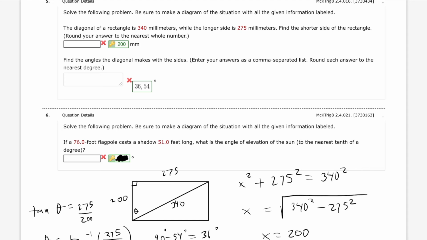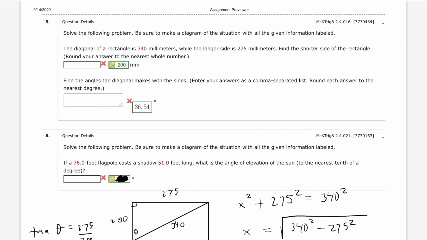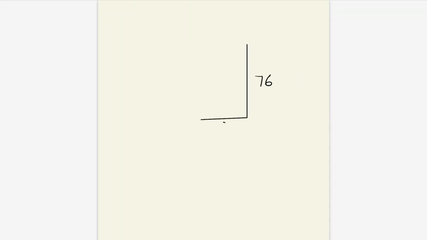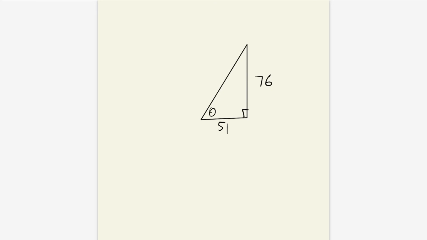All right, the next example is the flagpole example. So they tell you the height of the flagpole, and then the length of the shadow. So we can do this on a separate sheet. The flagpole is 76 feet tall. The shadow is 51 feet long. This is your right triangle. And they want the angle of elevation, I believe. Yes, the angle of elevation is given by that angle.